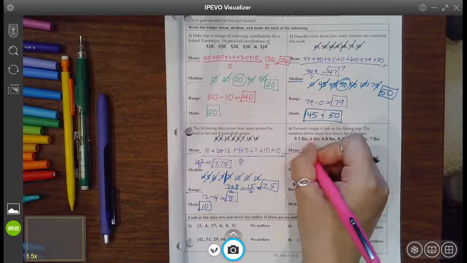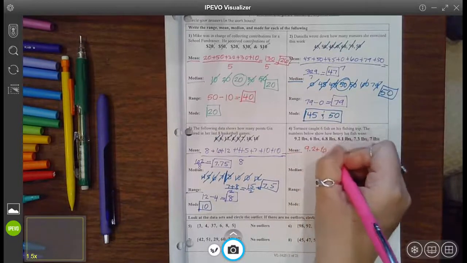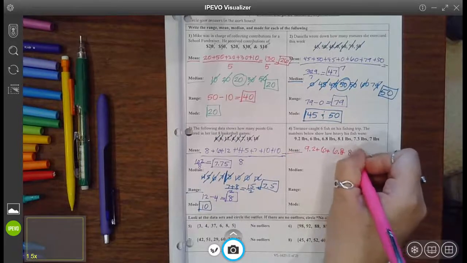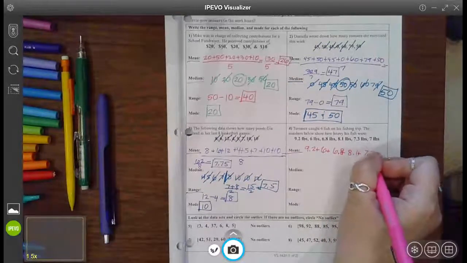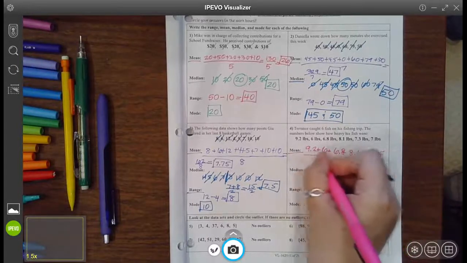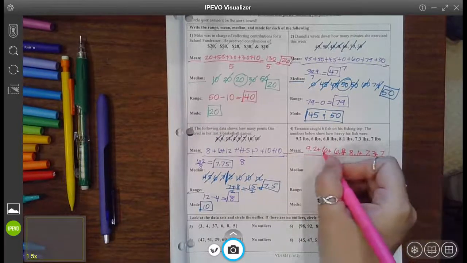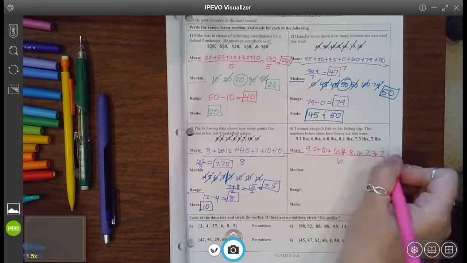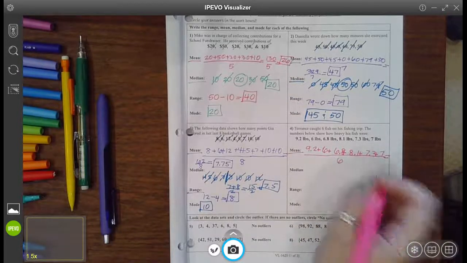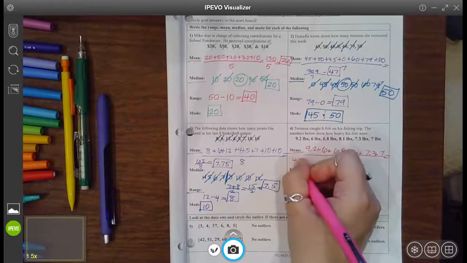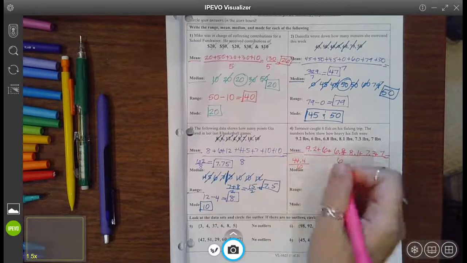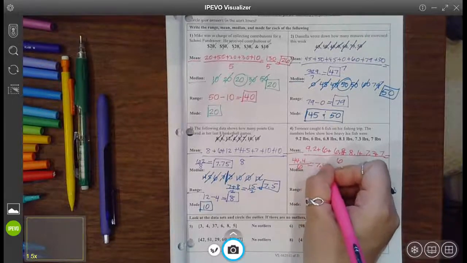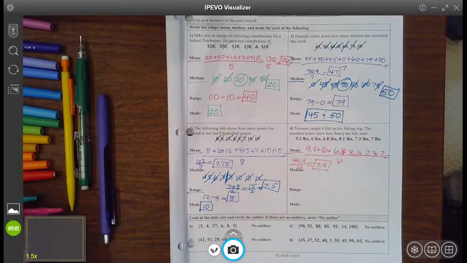So you have 9.2 plus 6 plus 6.8 plus 8.1 plus 7.3 plus 7. Okay, and how many numbers was that? 1, 2, 3, 4, 5, 6. Double check. 1, 2, 3, 4, 5, 6. Yes. Okay, so type all those in, and you get 44.4 divided by how many there were. There were 6. Okay, and you should get 7.4 for your mean.